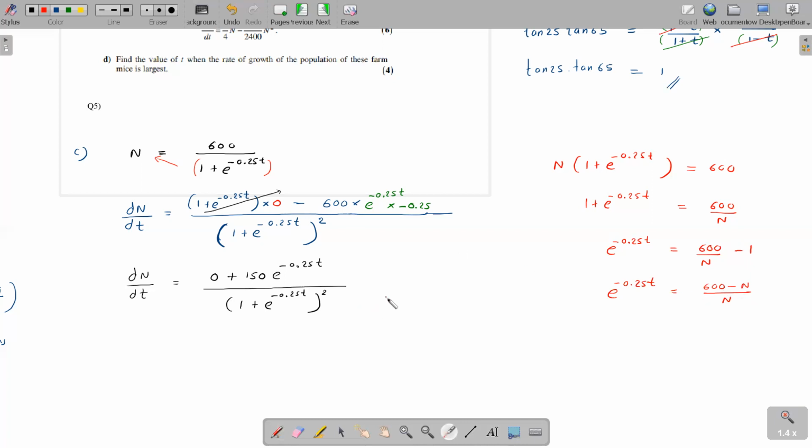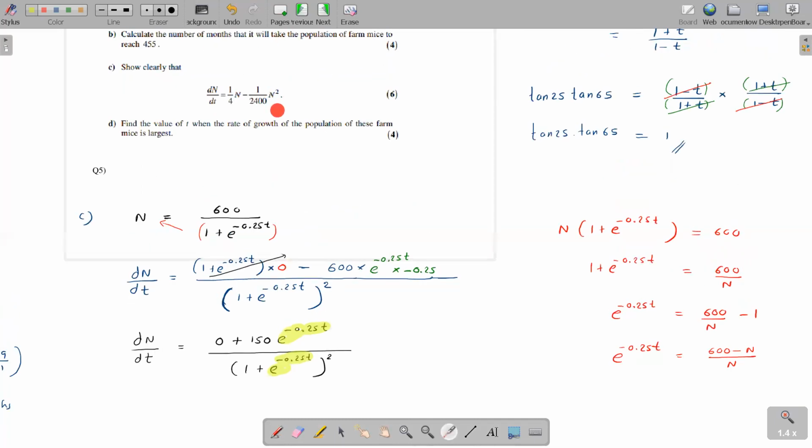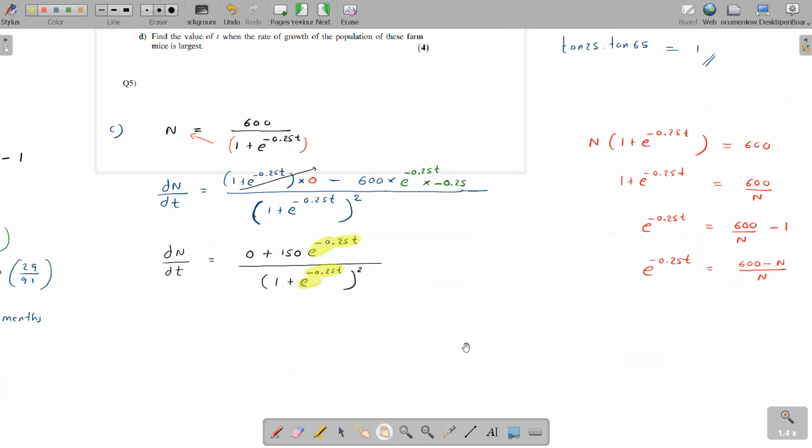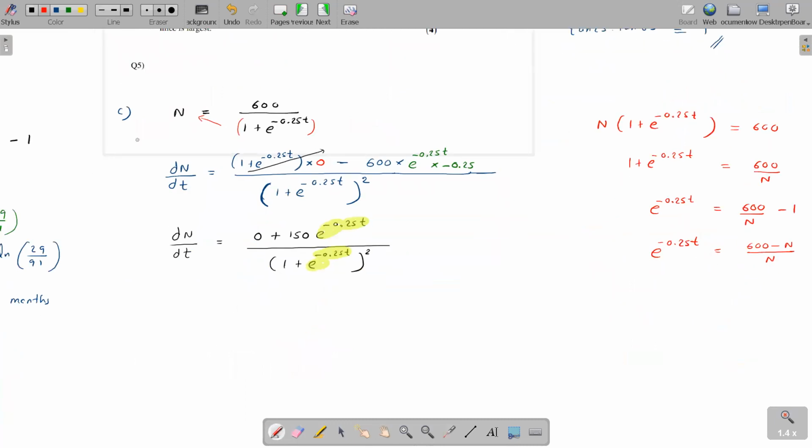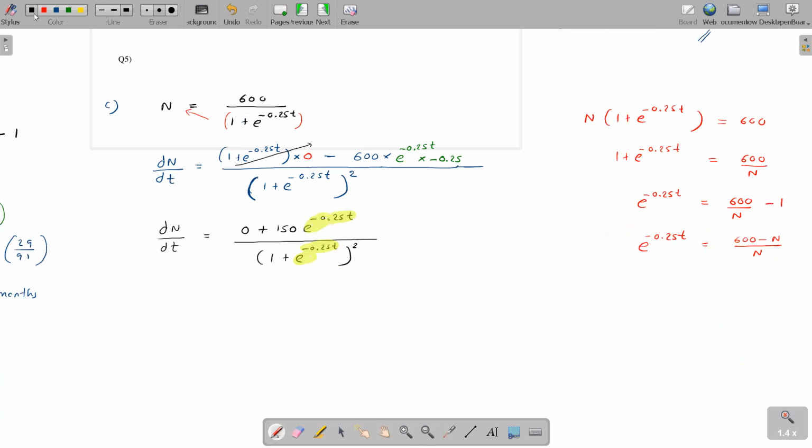So it's now just a matter of putting all those values into this e here. So replace your e to the power minus 0.25t with this answer, and simplify, and you should be able to get your show that. Sure, so it should come easily. Let's see. Okay, so I hope you guys are with me and you can understand. If you have any issues, please talk. dn by dt equals 150 e to the power minus 0.25t, which is 600 minus n over n.